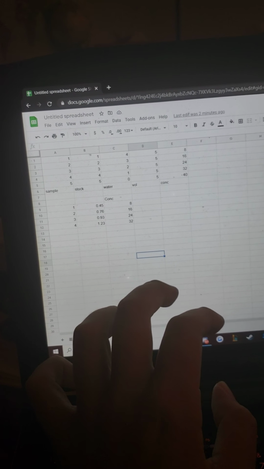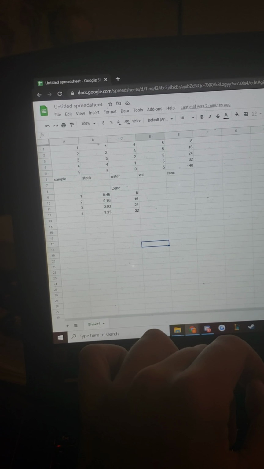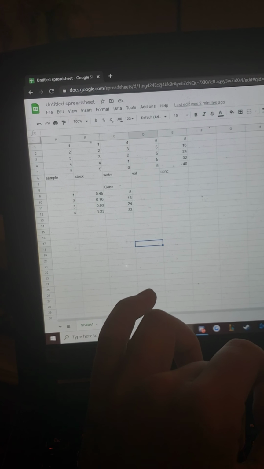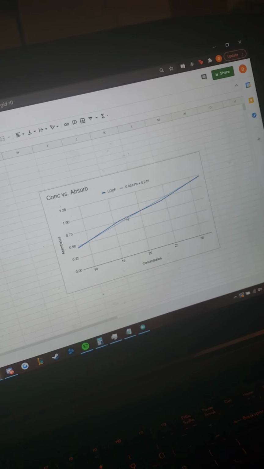Because it goes increasing in order of the concentration of blue dye in the sample, and the concentration also increases because of the increase of blue dye in the sample. That is a linear relationship between them.